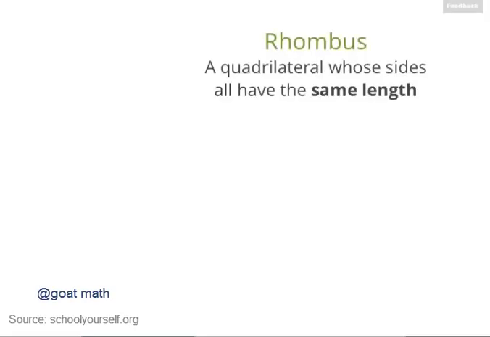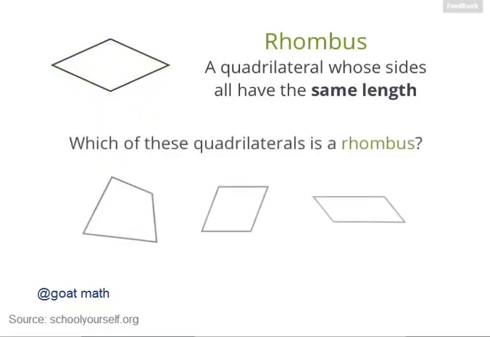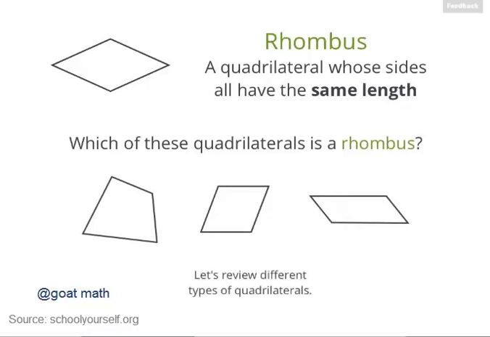Recall that a rhombus is a quadrilateral whose sides all have the same length. So here's an example of a rhombus, and you can see that all four sides really do have the same length. Take a look at these three quadrilaterals down here. Which of these is a rhombus? And to review rhombi and other kinds of quadrilaterals, click down here instead.